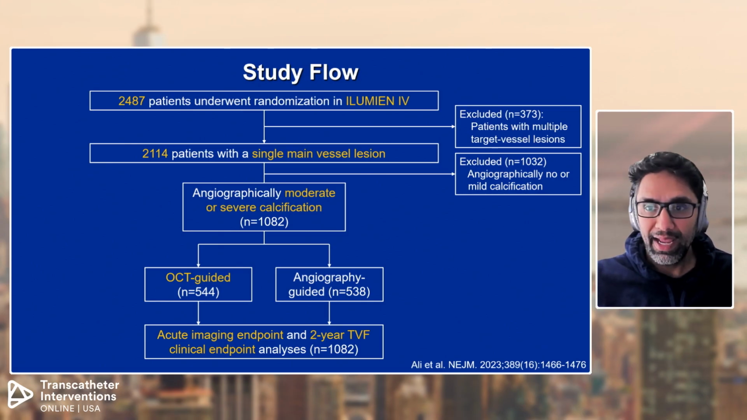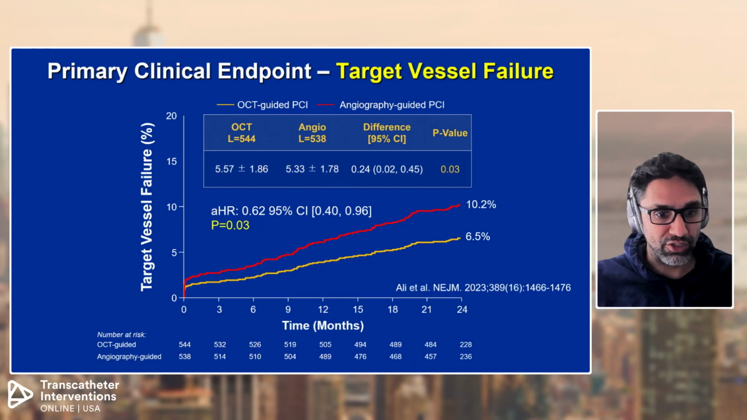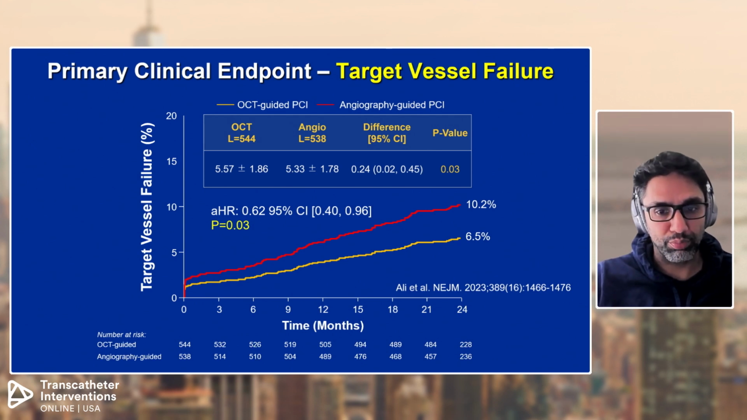And so in Illumian 4, when we looked at this in greater detail, what we realized and learned is that in almost 1,000 patients, which is the largest sub-study of patients ever performed comparing severe calcification of imaging guidance versus non-imaging guidance, not only do you get a larger lumen area, but you also significantly improve target vessel failure by almost 40% at 2 years. And you'll notice that the curves continue to separate.